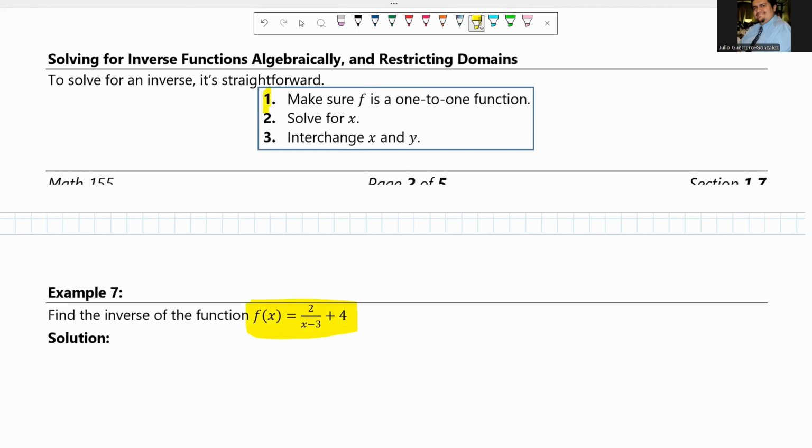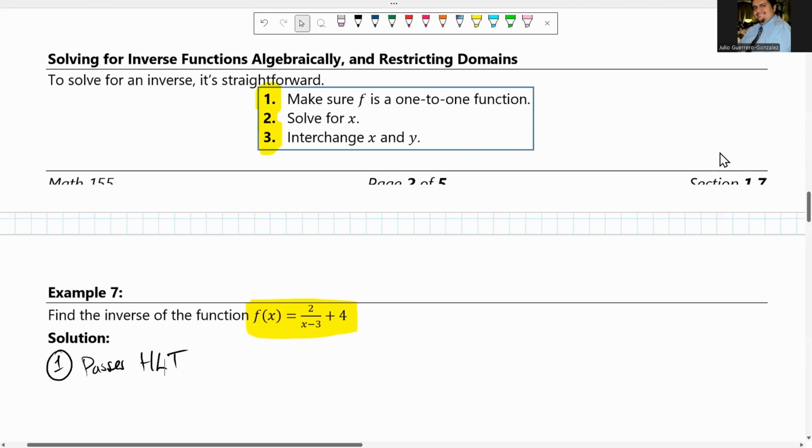There are 3 steps: 1, 2, 3. First of all, we have to make sure that f of x is 1-to-1. If you remember from the first week of class, something that is 1-to-1 passes the horizontal line test. I'm not going to give you something that won't pass the horizontal line test, so just keep that in mind. Let's move on to number 2 and number 3. Those are the 2 harder steps to take care of.